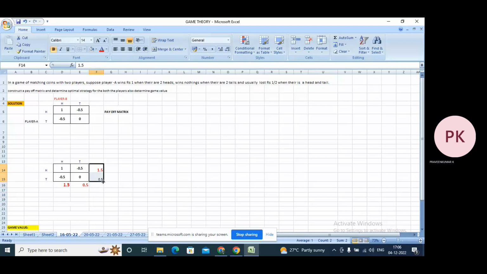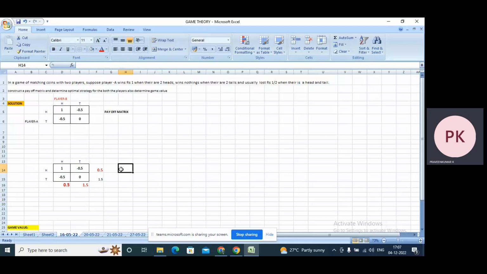One minute, I'll make some corrections. Here 1 minus of minus 0.5 is 1.5. We need to write it in the second row. Similarly, this side 0 minus of minus 0.5 is 0.5, we need to write it in the first row, just we need to alter. Then this side 1 minus of minus 0.5 is 1.5, so I'll write it in the second column. And for the first column, 0 minus of minus 0.5 is 0.5, I'll write it in the first column. Now we need to find the strategies.